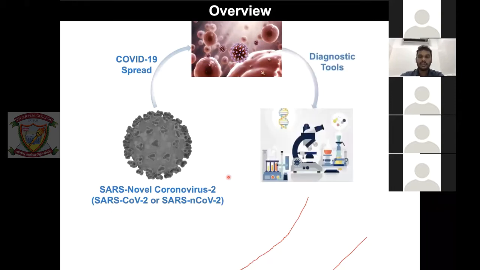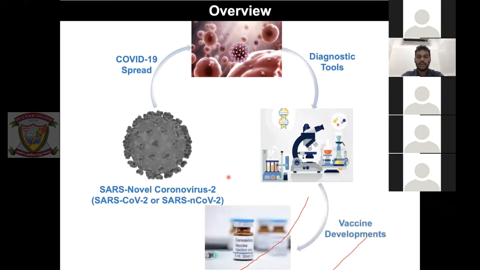Then we will see what the different diagnostic tools are that have been developed in order to identify the SARS-CoV infection, SARS-CoV-2 infection particularly. And finally, we'll move on to the steps and measures that we have taken in terms of vaccine development. Where do we stand, and when do we think we will get a vaccine?